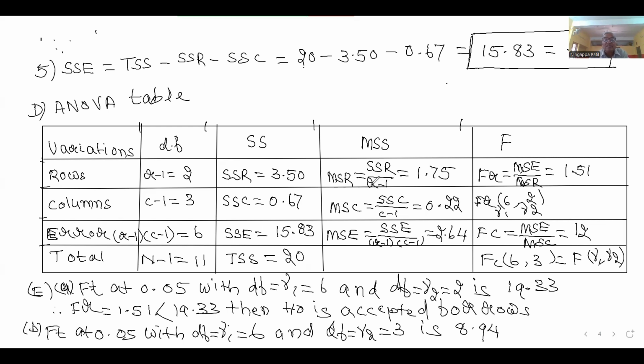Look here. This is R minus 1. This is R minus 1. Look here, SSR divided by R minus 1: 3.5 divided by 2. You get 1.75.